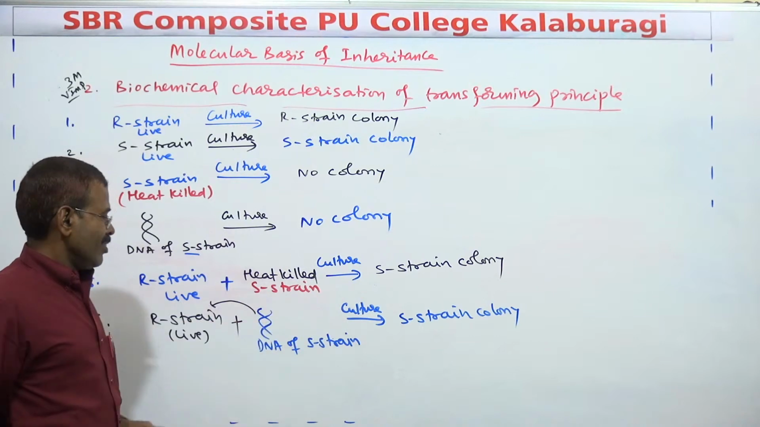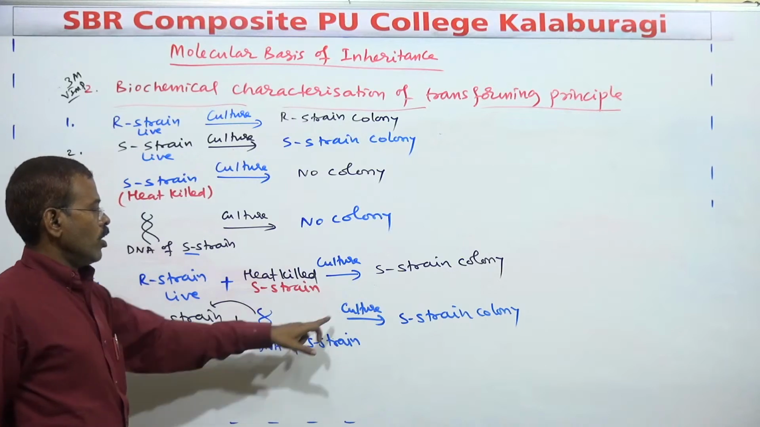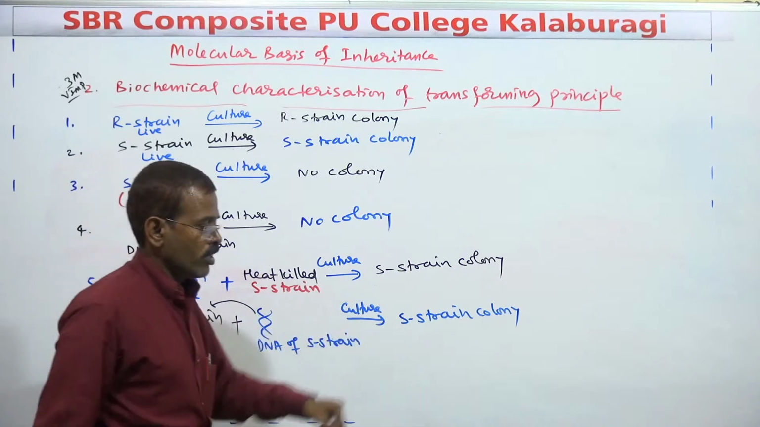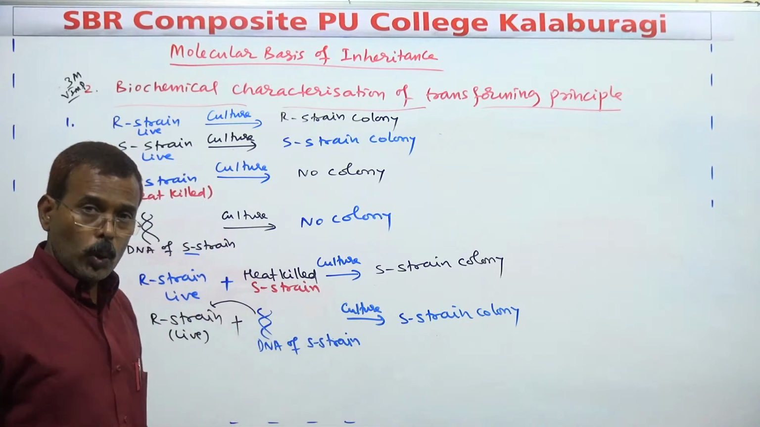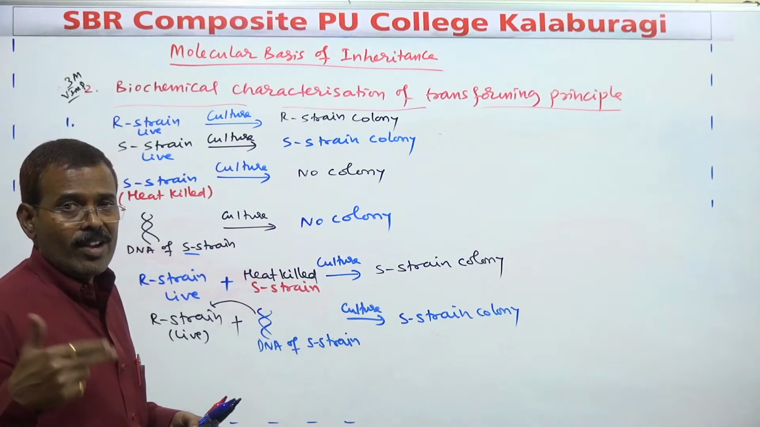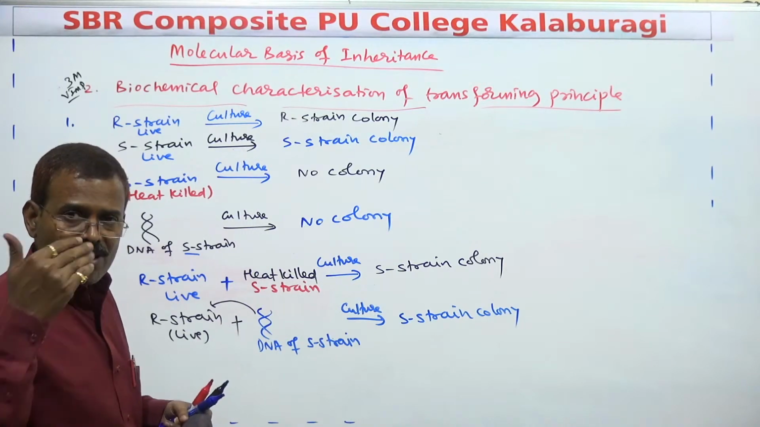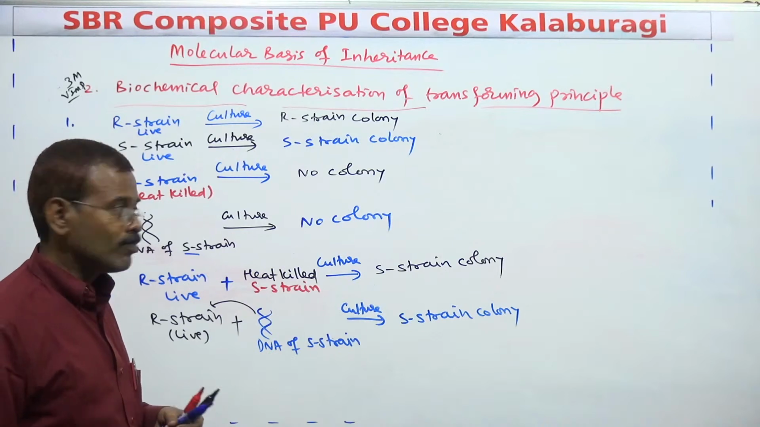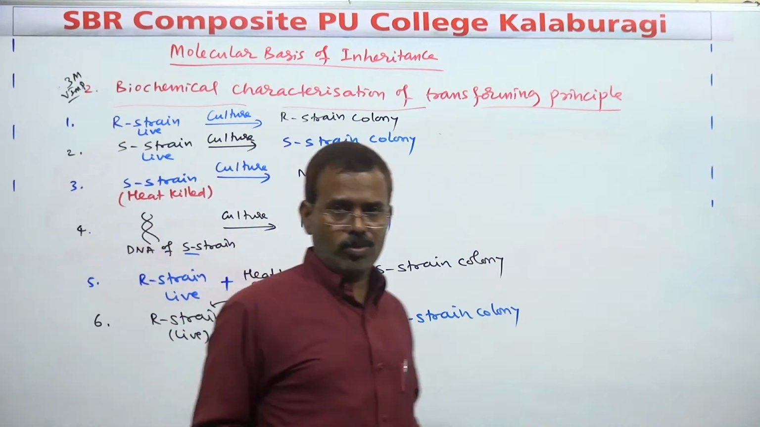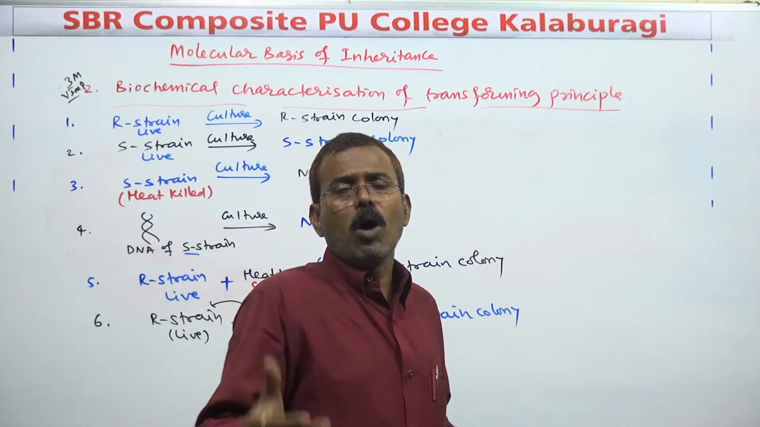On the culture with heat-killed smooth strain and live R strain, they got smooth strain colony. On the culture with the DNA of smooth strain and live R strain, they got smooth strain colony. So they wanted to know what kind of material, chemically, is entering the R strain, bringing the transformation of rough strain bacteria into smooth strain bacteria. So in the next step, they used specific enzymes, which act on a particular biomolecule or substrate.